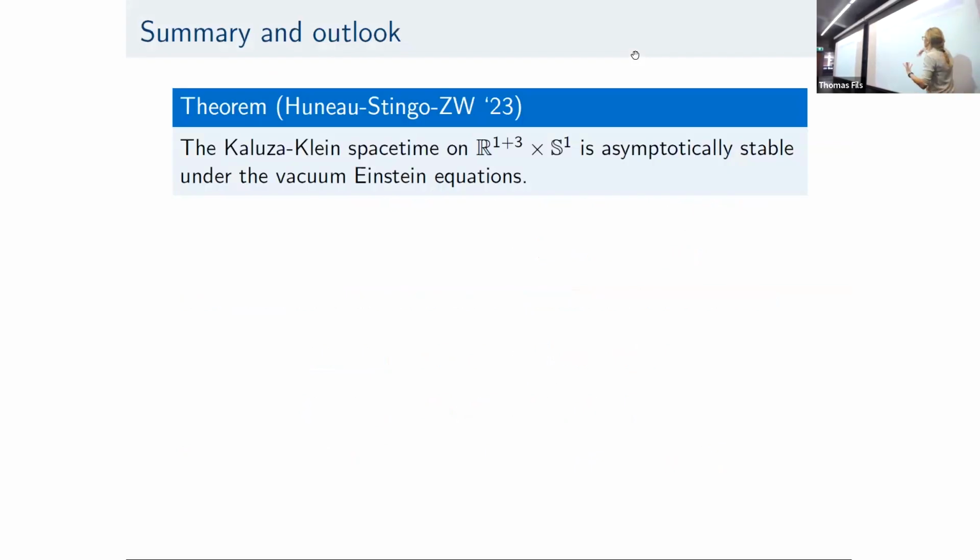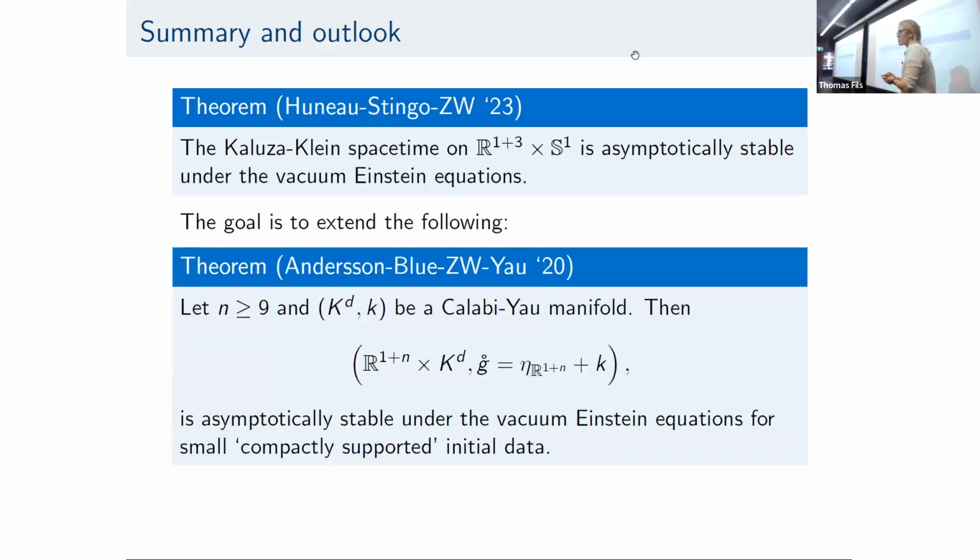So this is what we do, and this is what we show. But for me, at least, this is not the end point. Where I'd like to see it going is the following. Here I took Minkowski times a circle. But the main models that people use in supergravity have this circle replaced with a Calabi-Yau manifold, or a manifold with special holonomy that's not the torus.